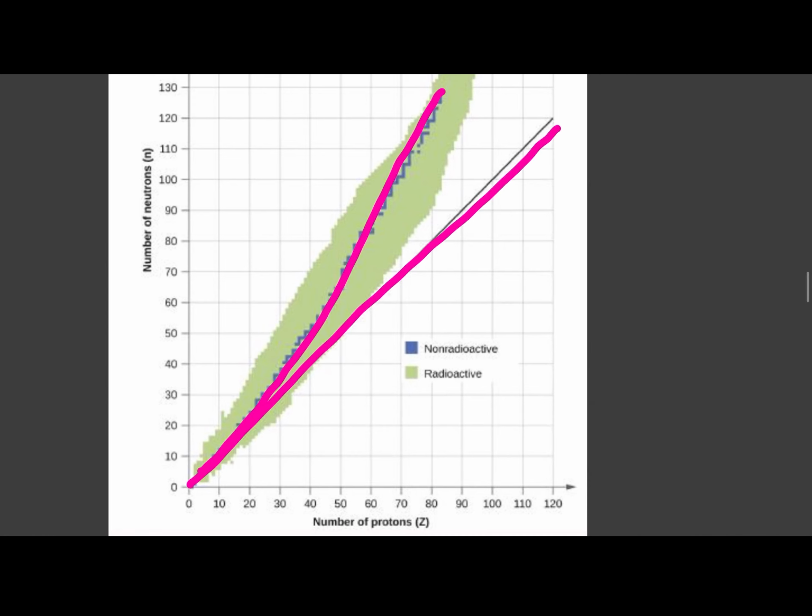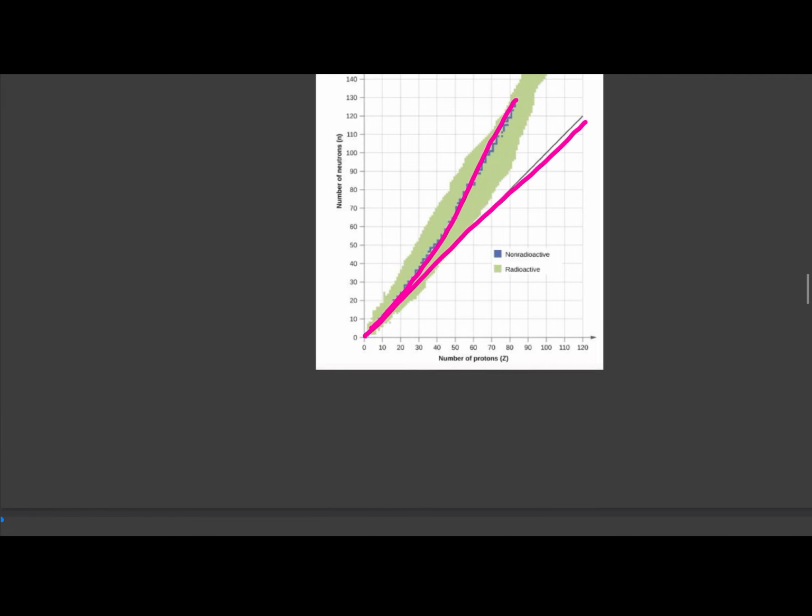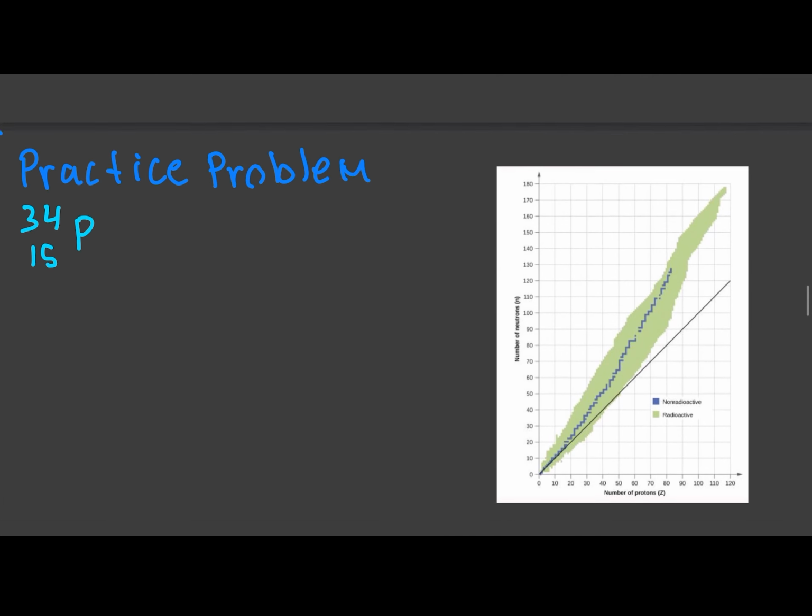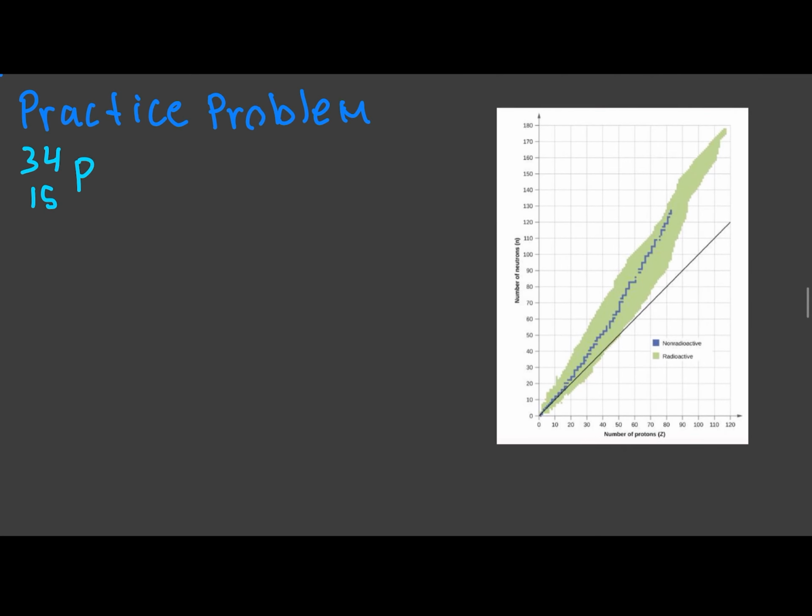Now that we got the basics down, let's go ahead and move on to one practice problem, since I'm about to run out of time. So let's take phosphorus-34 as an example. First thing we should do, we can tell that Z is less than 83. So therefore, we can assume that this is not going to undergo alpha emission, and rather it'll undergo something else. So from here, let's go ahead and figure out what the N value is.